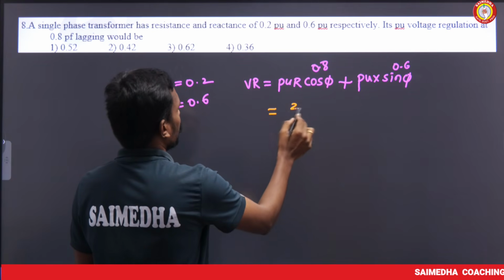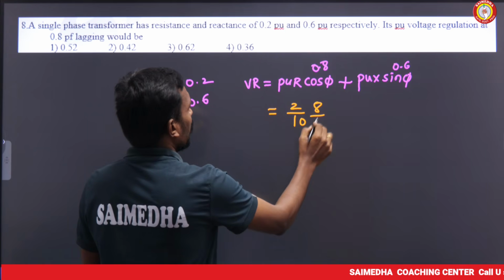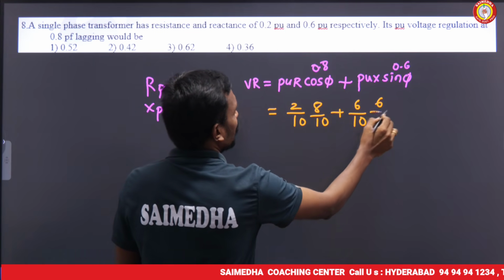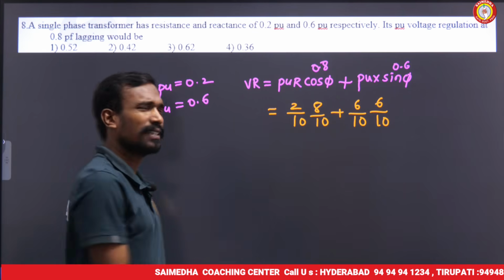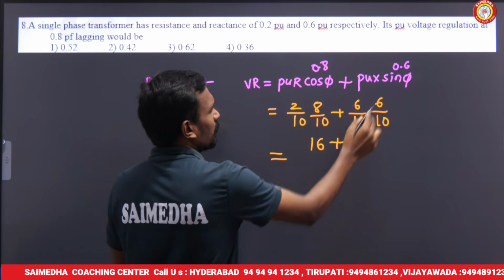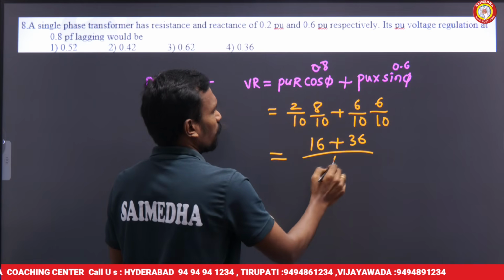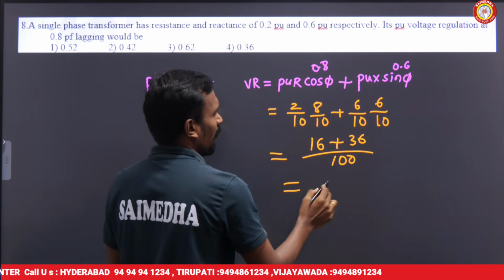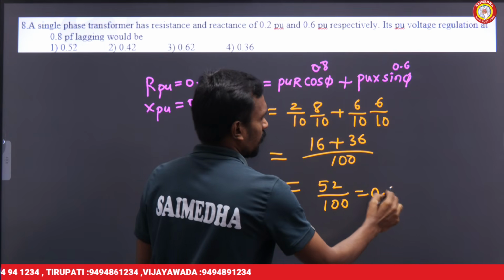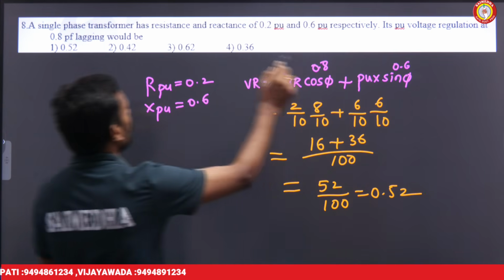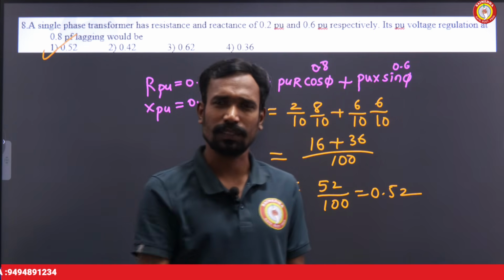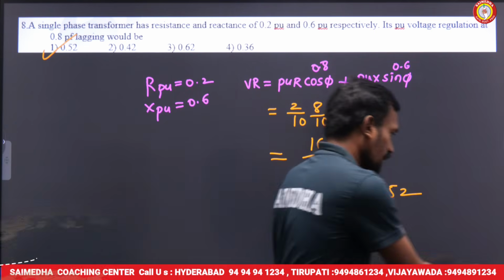Per unit resistance 2 by 10, cos phi 8 by 10, per unit reactance 6 by 10, and this is also 6 by 10. 0.6 can be written as 6 by 10. 2 8s are 16, 6 6s are 36, out of 100. 16 plus 36 is 52 out of 100, which is equal to 0.52 per unit. A simple question, sir. Right? Next.